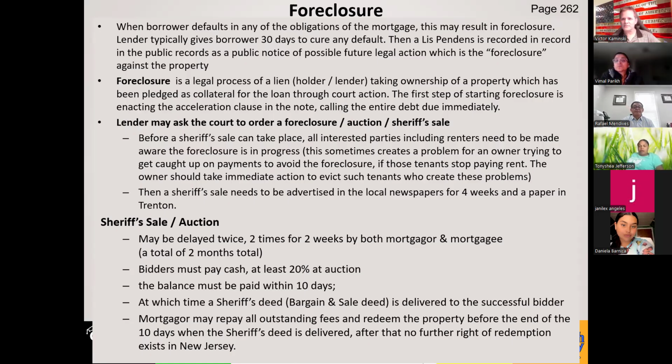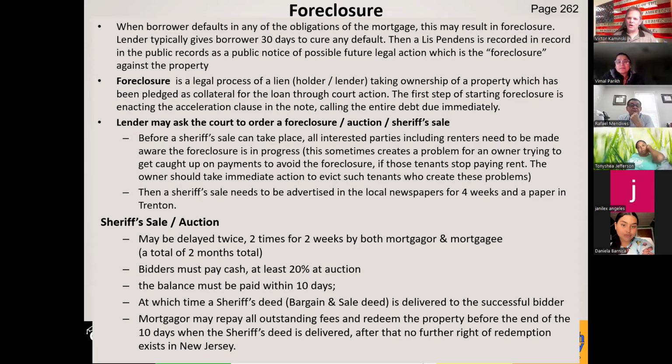instead of the sheriff's department selling it at rock bottom prices. So the bidder must pay cash at these auctions, at least 20% at the auction, and the balance has to be paid within 10 days, at which time the sheriff's deed is going to be given to that buyer. That sheriff's deed, there's no such thing called a sheriff's deed. It's called a bargain and sale deed. It just says sheriff's deed on top.